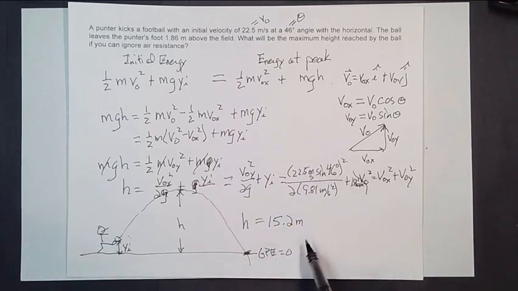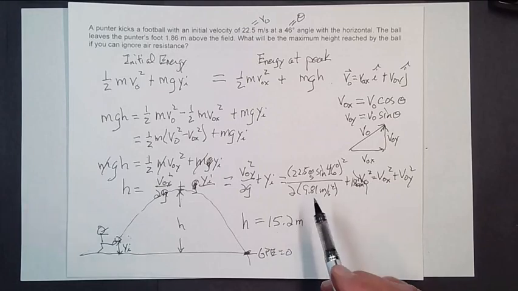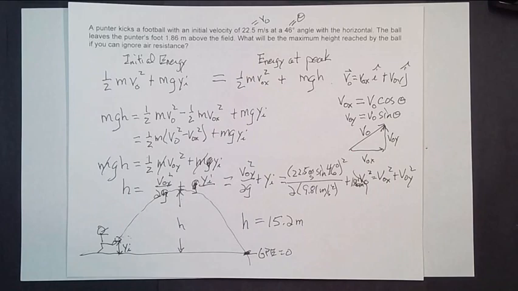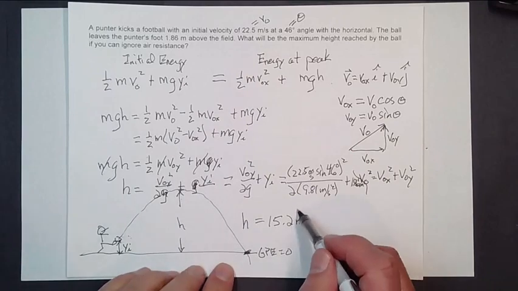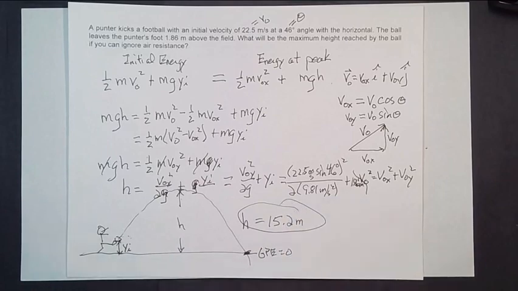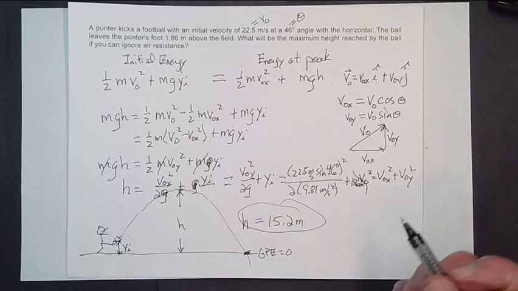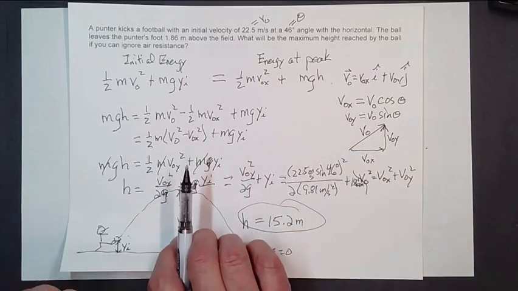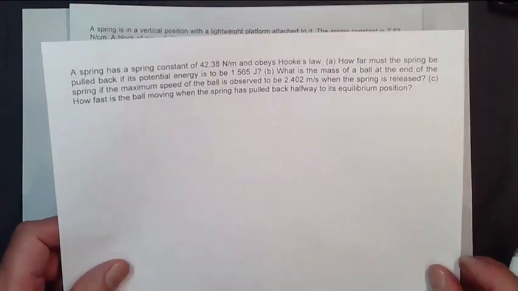I have no idea how high an actual punt might go. I just made up a value for the initial velocity. I don't know if that's anywhere close. This is probably a pretty weak punt because it doesn't seem like this is very high. But at any rate, we solved that using conservation of energy. That one was kind of tricky. Let's see what else we can get.